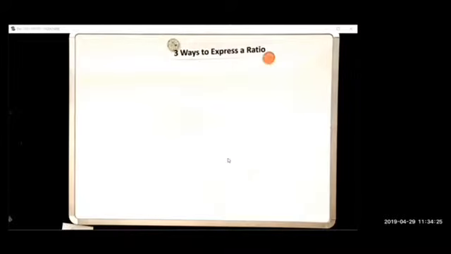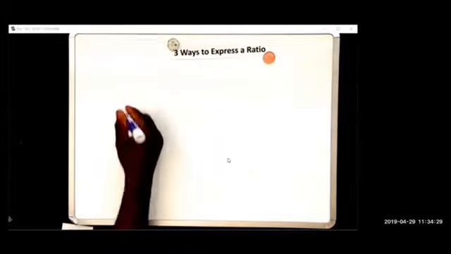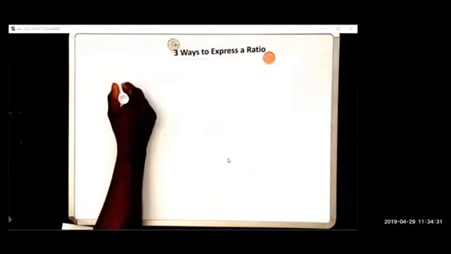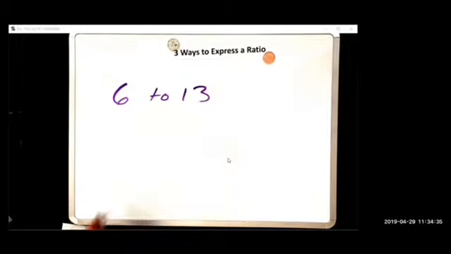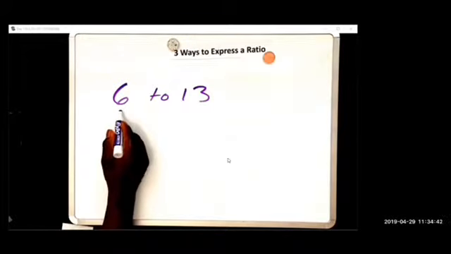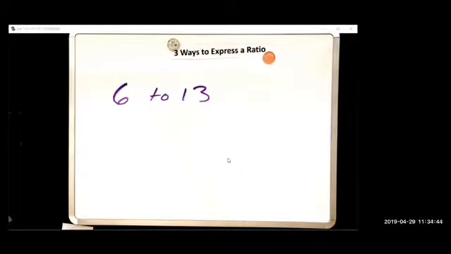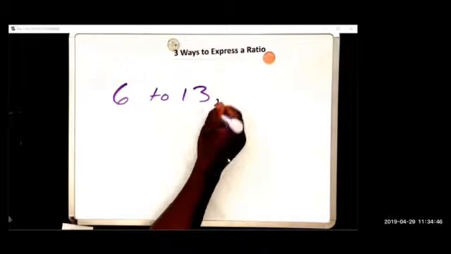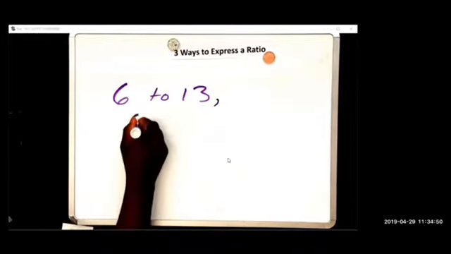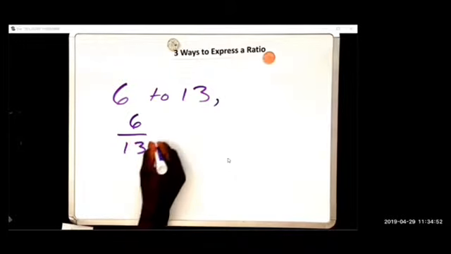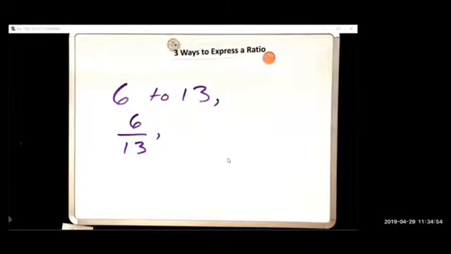Okay, 3 ways to express a ratio. So let's say I start out with 6 to 13. This is one way to express a ratio. We're comparing the quantity 6 to the quantity 13. We can also express a ratio as a fraction, 6 over 13. They both mean the same thing.